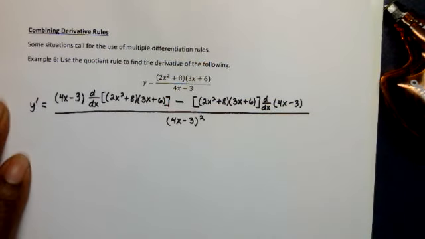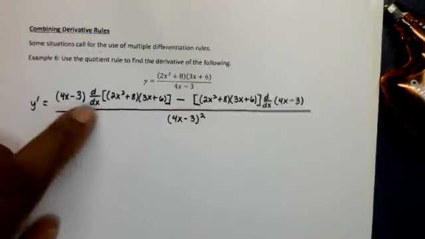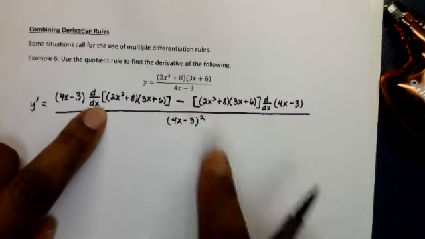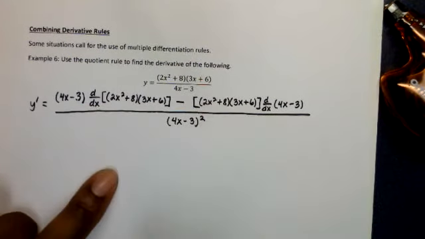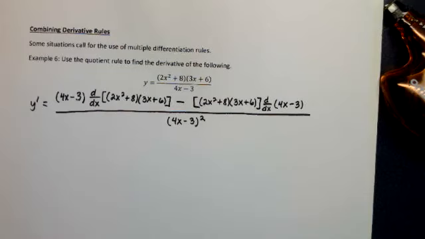So here I'm using the quotient rule for this. The low times the derivative of the high minus the high times the derivative of the low. All that's going to be divided by the square of the low.